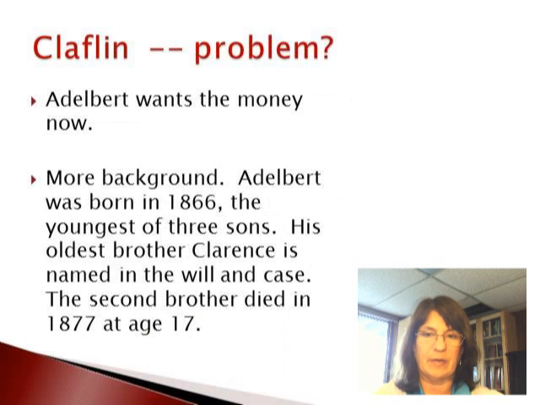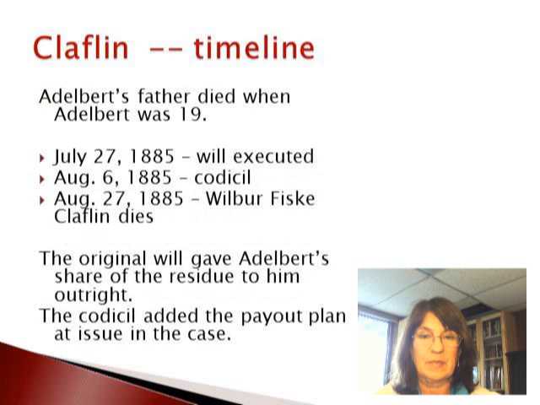Now, some more background. Adelbert was born in 1866. He was the youngest of three. His older brother Clarence is also mentioned in the case. And there was a second brother who died earlier as a teenager. When Adelbert's father died and this trust began, Adelbert was 19. And if you notice this timeline, things went pretty quickly for Wilbur there. He executed the trust. About a week later, he executed a codicil. And then just a couple weeks after that, he died.